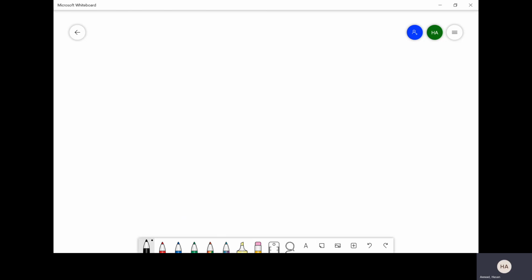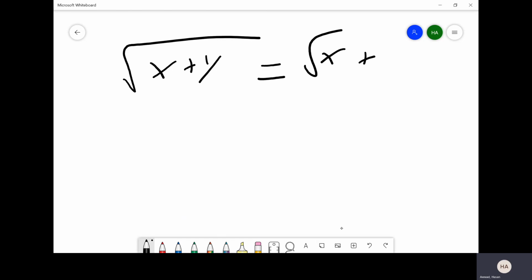More specifically, if we have the square root of x plus y, will this give us the square root of x plus the square root of y? I'm going to show whether the answer is yes or no for addition, and the same process can be applied for subtraction as well. I'm just not going to go through it.